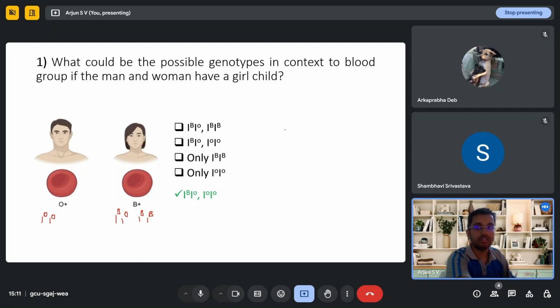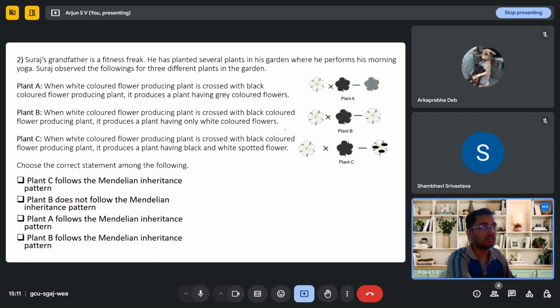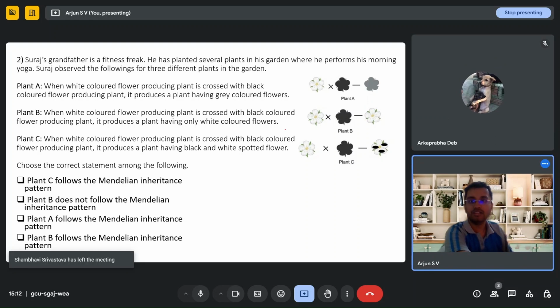So I'll go on to the next question. Yeah. So Suraj's grandfather is a fitness freak. He has planted several plants in his garden while he performs his morning yoga. Suraj observed the following for three different plants in the garden.